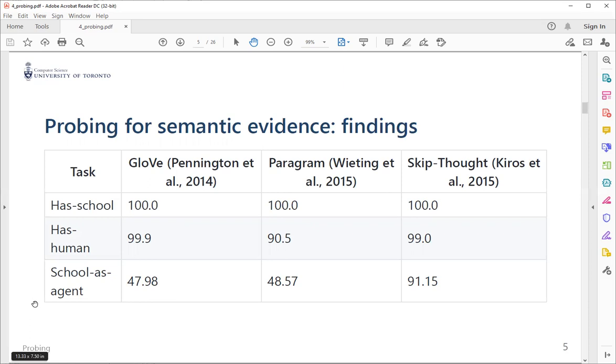Because as we have seen in the previous sentence examples, even if the sentences contain very similar words, they could mean very different things. Like the school can be the agent, or the school can be present in the sentence, but the school is not the agent. So from this task, SkipThought does much better than GloVe and Paragram. This was expected because SkipThought is the only one of the three that considers the context of the previous and following words of the corresponding words.